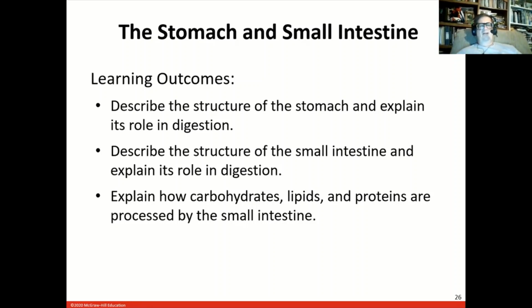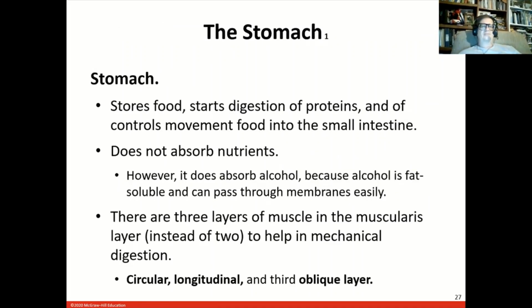All right, let's see, structure of the stomach. You know the muscularis has three layers, muscles go in three directions. And the wall of the stomach inside by the lumen has these folds called rugae in them, but we'll talk about it. So the stomach stores food. It starts the digestion of proteins. Remember, starches start way up in the mouth. Then you get down to the stomach, you start proteins. And the stomach controls movement of food into the small intestine.